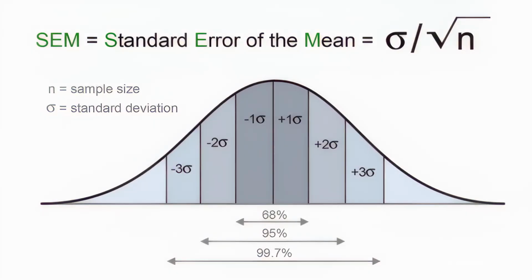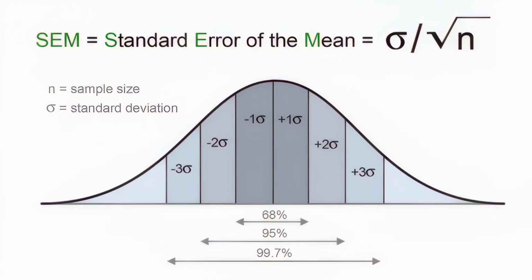So what is standard error of the mean? If we say that n equals sample size, sigma equals standard deviation, and SEM equals standard error of the mean, then we calculate SEM equals sigma over square root of n. This equation will be important for calculating your confidence intervals in just a moment.